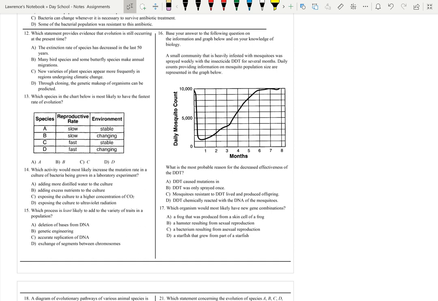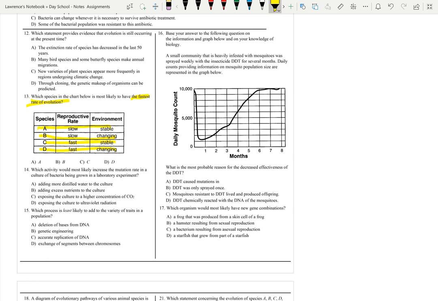13. Which row is correct? Is row A, row B, row C, or row D correct? Which is going to have the fastest rate of evolution? We talked a lot about that. That one's all you guys. There are two big things you need for evolution. Think of why bacteria evolved so much faster than us.